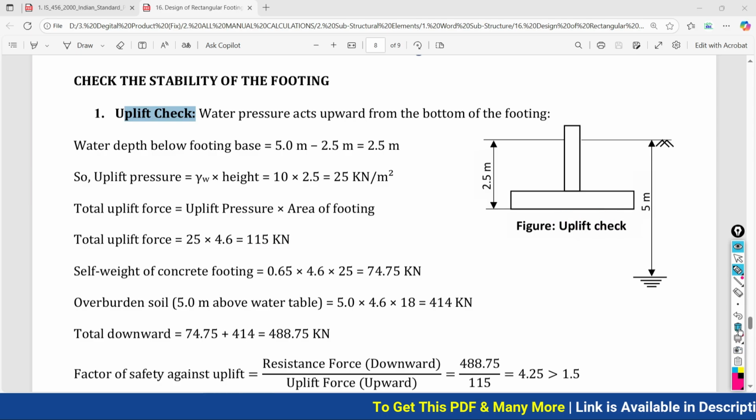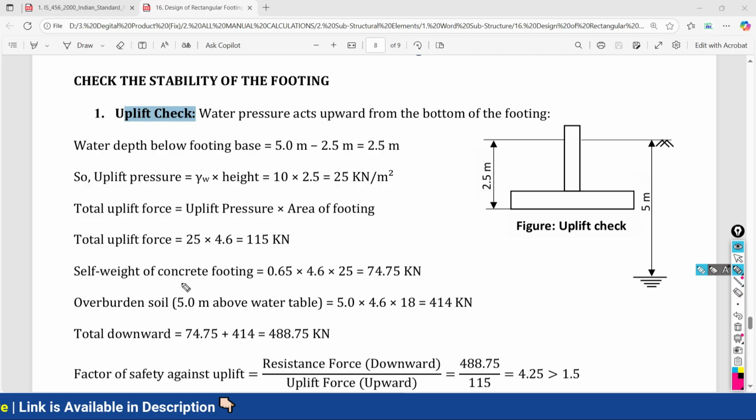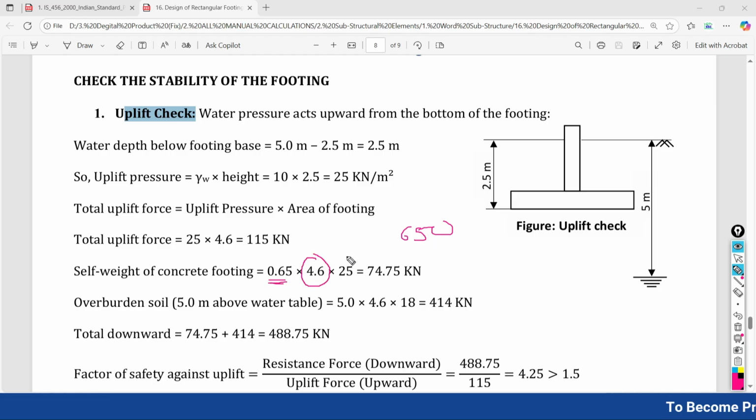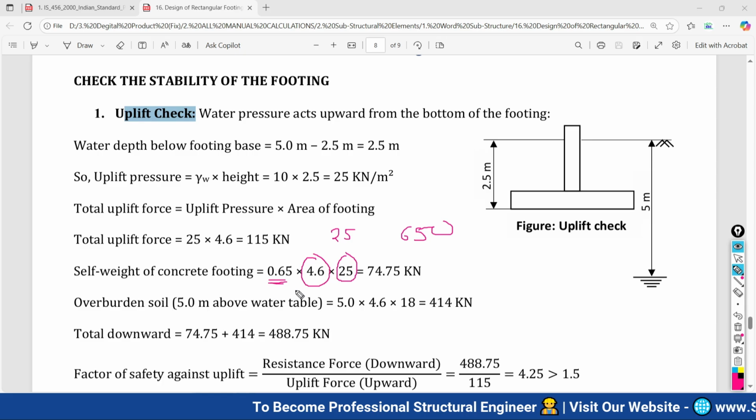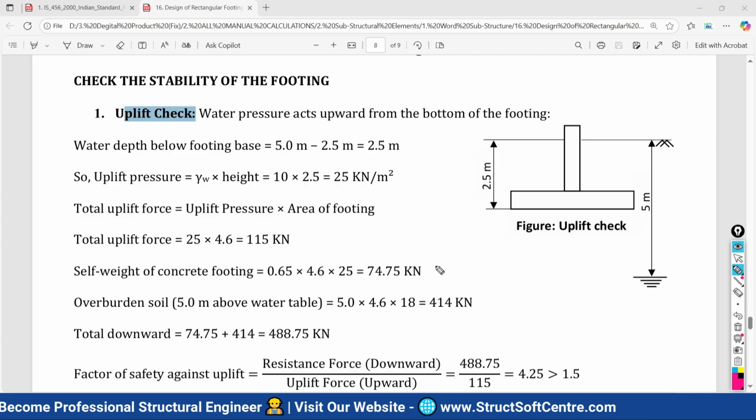Now what other thing is there which is causing the stability? Self weight of the footing plus the load. Here, see, we have to calculate the self weight of the footing. Self weight of the concrete footing: overall depth of our foundation is what? 650 mm, so in meter it becomes 0.65, multiplied by the total area of the footing, multiplied by the unit weight of your concrete. Concrete has a unit weight of 25 kilonewton per meter cube. You have to multiply all of these values. So what are we getting? We are getting 74.75 kilonewton as the self weight of the footing.